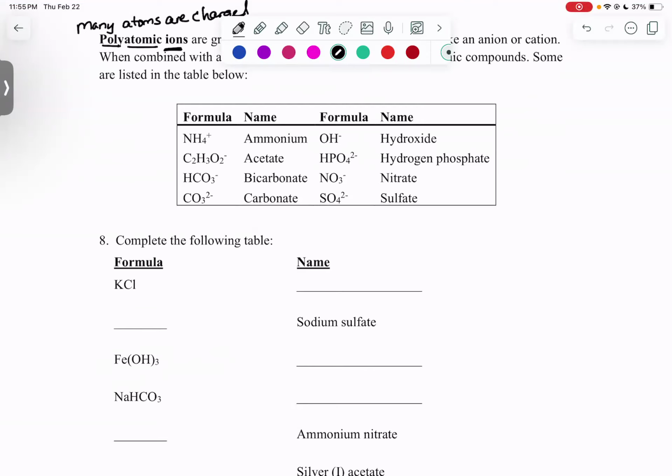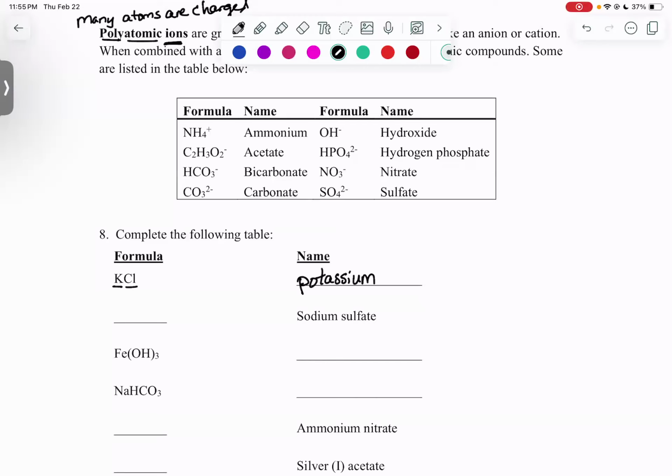But you have to be able to go from a formula to a name and from a name to a formula. It's much easier to go from a formula to a name. So for ionic, all you do is name the cation. The cation is potassium. It's the potassium ion, but when we're naming it, we don't say that. And then Cl is chlorine, but we drop those last few letters and make it chloride. So it should be potassium chloride.